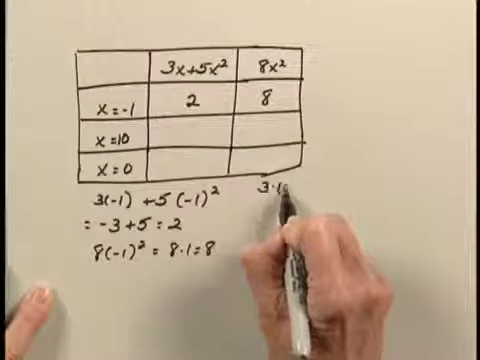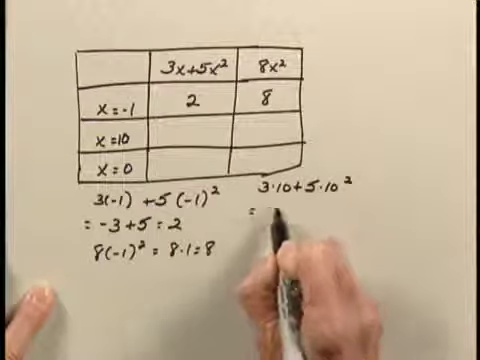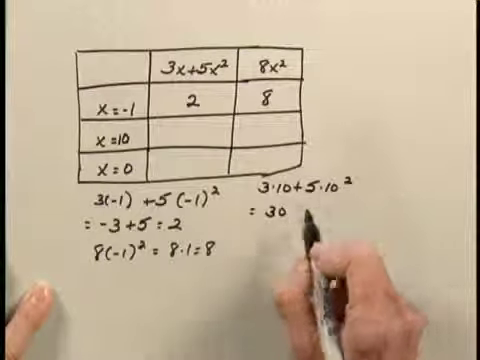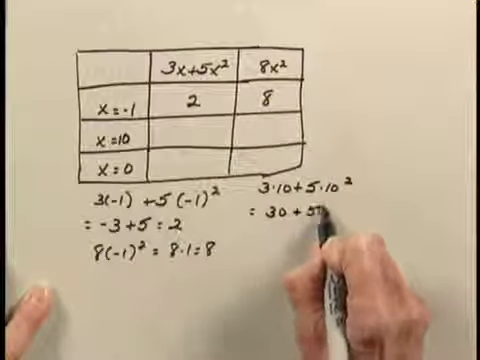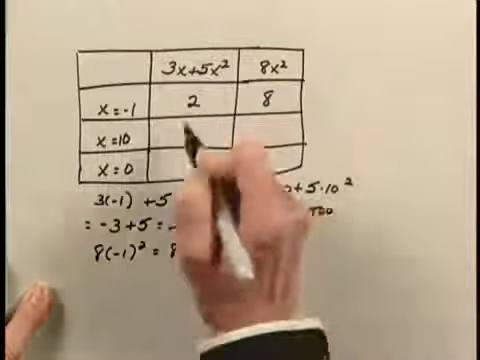We'd have 3 times 10 plus 5 times 10 squared. Now 3 times 10 is 30. 10 squared is 100, and 5 times 100 is 500. So this is equal to 530. And that goes right here in the table.